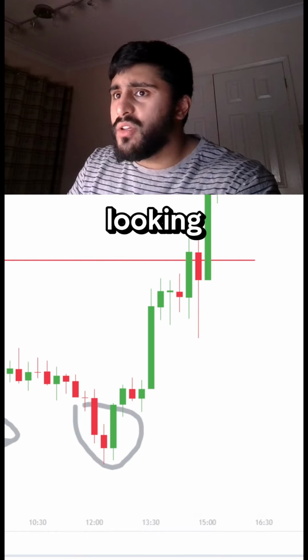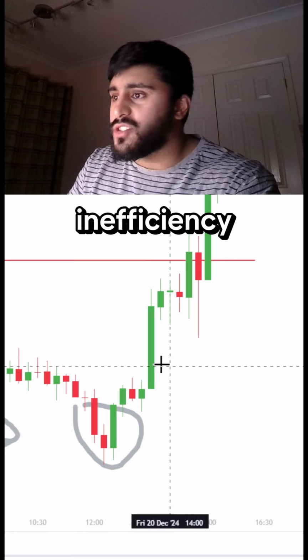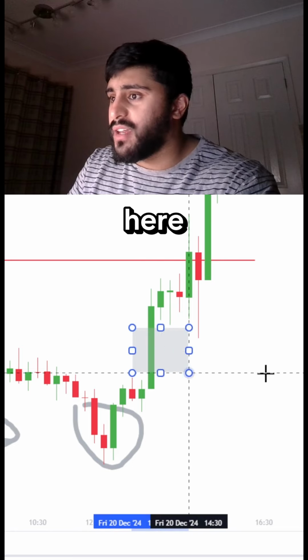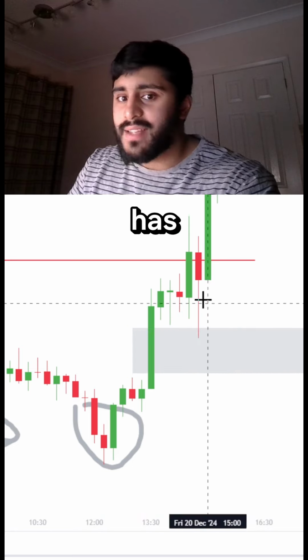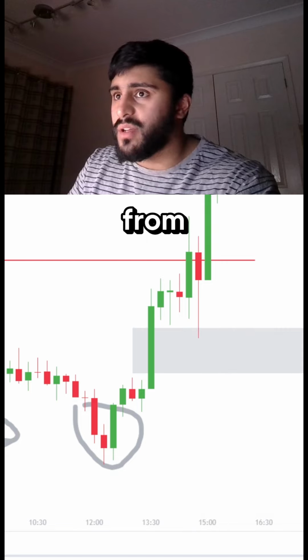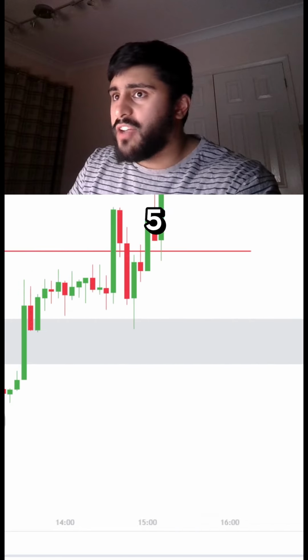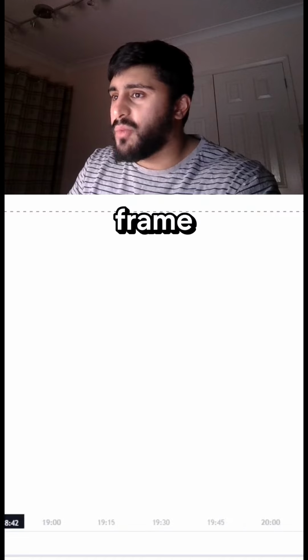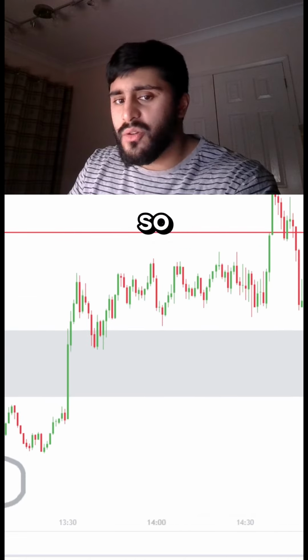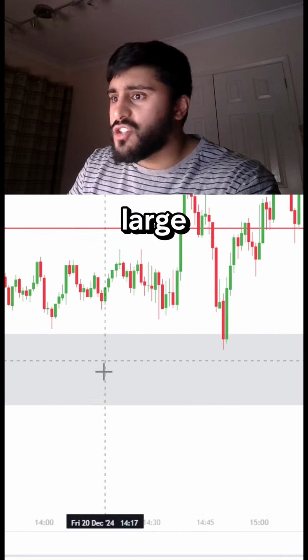So essentially what I'm looking for is a fair value gap or an inefficiency, right? So the inefficiency was here in this region. As you can see, price has nailed and tapped into this inefficiency from London. If we head down to the 5-minute time frame or even the 1-minute time frame, we can understand how interesting it is, right? So we can see a very large accumulation of price.